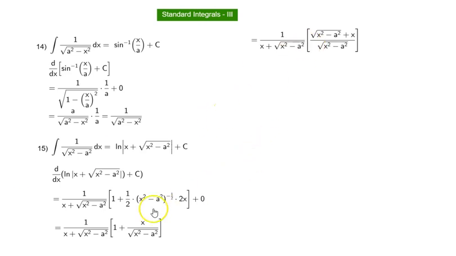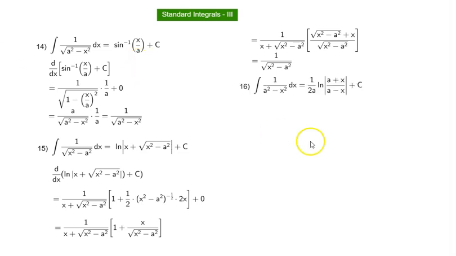Simplified further by adding these two terms, we get square root of x square minus a square plus x divided by square root of x square minus a square times 1 by x plus square root of x square minus a square. So here, if you notice, numerator and denominator are same, so cancel out, and we have 1 by square root of x square minus a square, which is what is there under the integral.